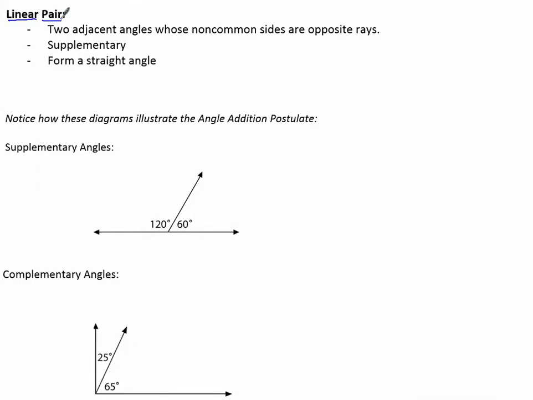Linear pair. A linear pair is two adjacent angles whose non-common sides are opposite rays. Let's draw a picture of opposite rays. Here's a ray going to the right, and here's a ray going to the left. Notice that opposite rays also look like a line.